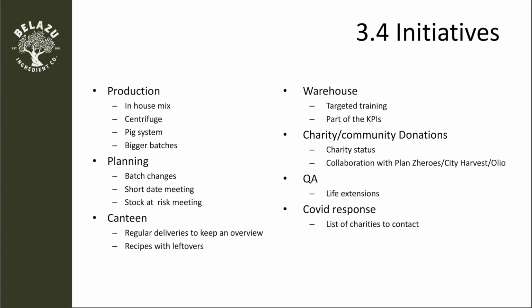Work with bigger batches, planning. We have a lot of meetings. Canteen has regular deliveries, so they can keep an overview of what they have. Warehouse, part of KPIs. We work together with a lot of charities. Olio is a great app to look into. We have a charity status on our system, so I get a report every day of what has been put on the charity status, and I can react really quick. So yes, a lot of things.